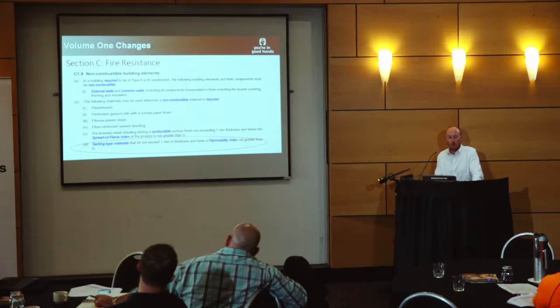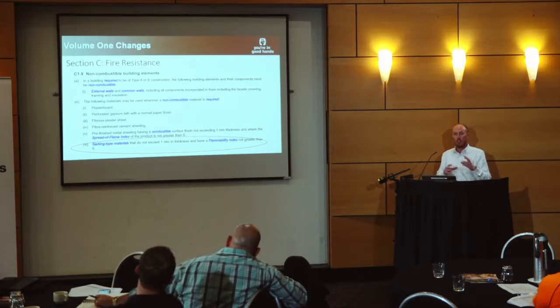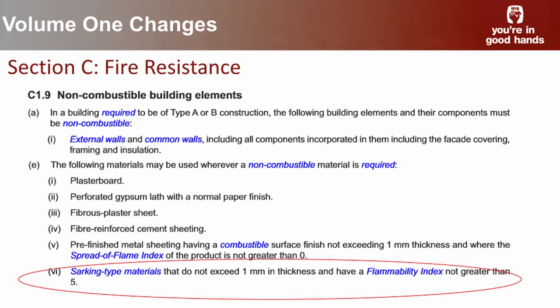Still explaining C1.9 a little bit. So C1.9A has those requirements about the external wall, the common walls. Then you have C1B that talks about other types of fire walls, walls that might be around a lift shaft and other things like that. Then it gets down to subclause E. Subclause E says that the following materials may be used wherever a non-combustible material is required, and lists a number of products that have a proven history of performance but don't need to use the AS 1530 Part 1 non-combustibility test. They've got a proven history of performance.